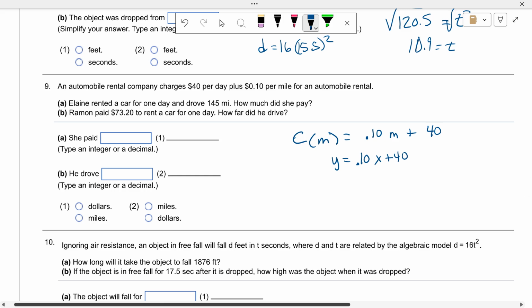We're just plugging in numbers. Okay? So she drove 145 miles. Take 10 cents times 145 miles, which is $14.5, right? $14.5 plus another $40 is $54.5. If she paid 73.20, you set the 73.20 equal to 0.10 m plus 40, and you solve. Okay?